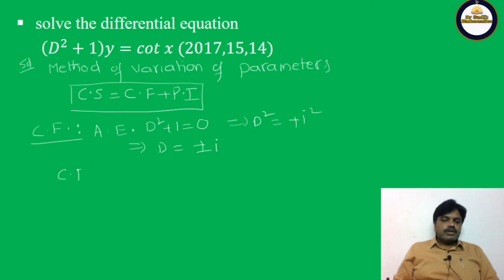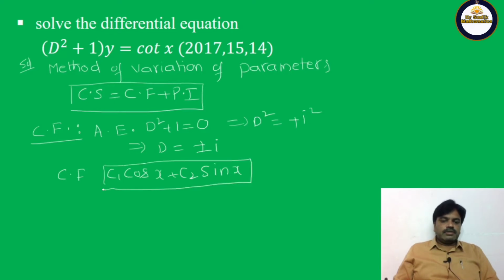So what is the complementary function? C1 cos x plus C2 sin x. We are applying the method of variation of parameters here, so compare the complementary function with C1 y1 plus C2 y2. So y1 is cos x and y2 is sin x.